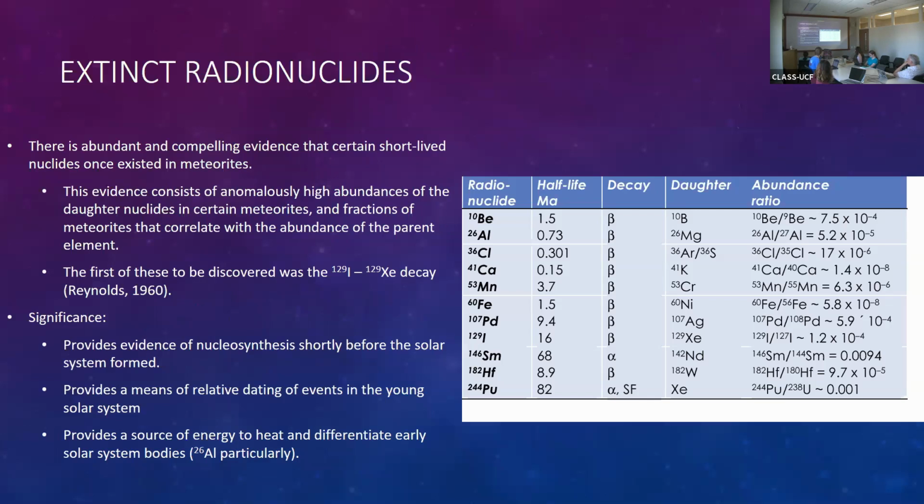All right. So there's evidence that short-lived nuclides existed in meteorites, and basically the evidence for that is the abundances of daughter nuclides in the meteorites that they find. The main one we hear about most of the time is aluminum-26, which is the second one on that list. The daughter nuclide that they find is magnesium-26. The significance of that is basically evidence that nucleosynthesis happened shortly before the solar system formed. It gives us dating for events in our young solar system, and it gives us a source of energy or heat that differentiated solar system bodies. Switch to the next one.